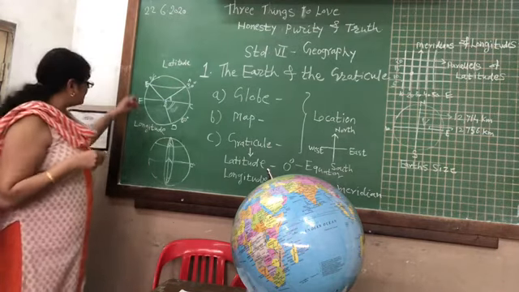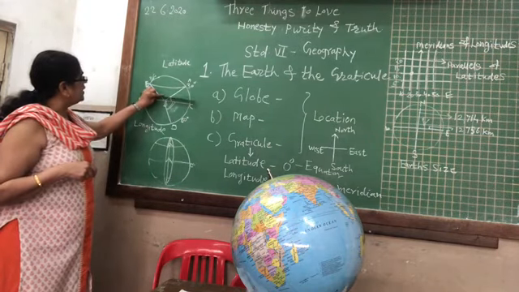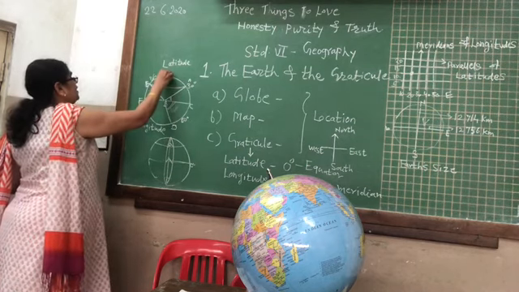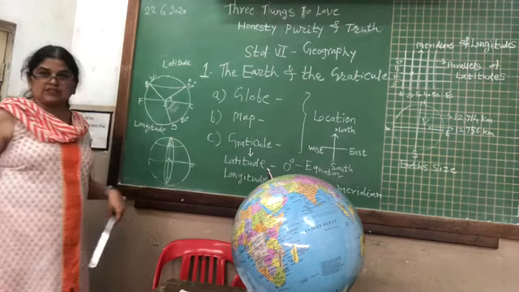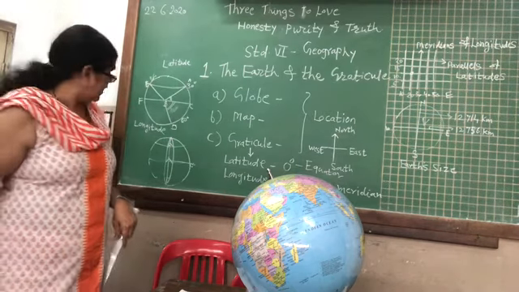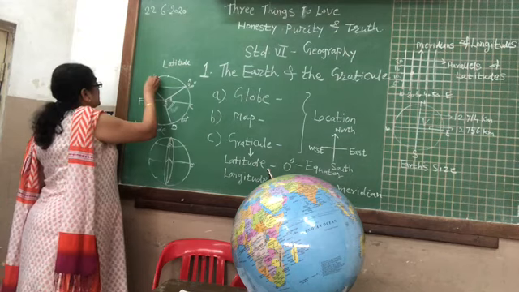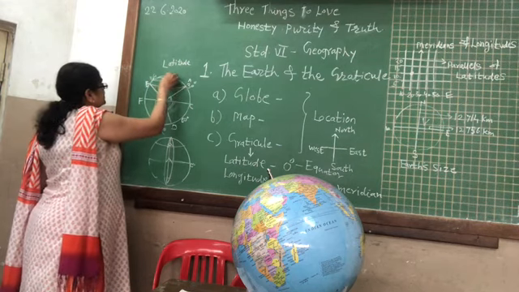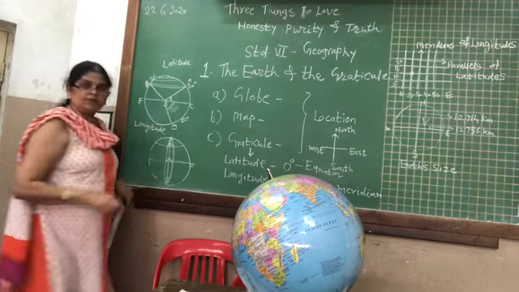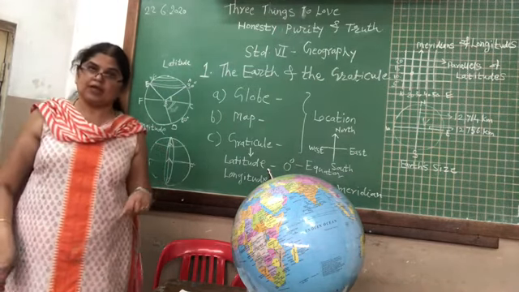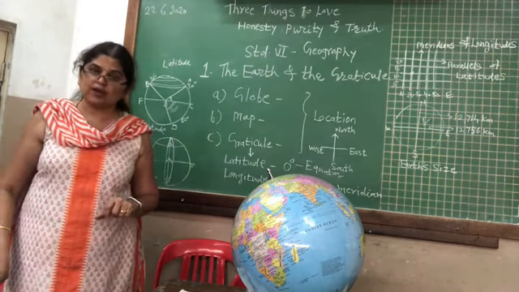In a similar way, I can go on drawing 10 degrees, 20 degrees, 30 degrees, 40 degrees, 50 degrees, and here I will get 90 degrees, which is the North Pole. And here the 90 degrees is the South Pole. These lines are drawn like this on the globe. They are very important. They help us to find certain important locations.